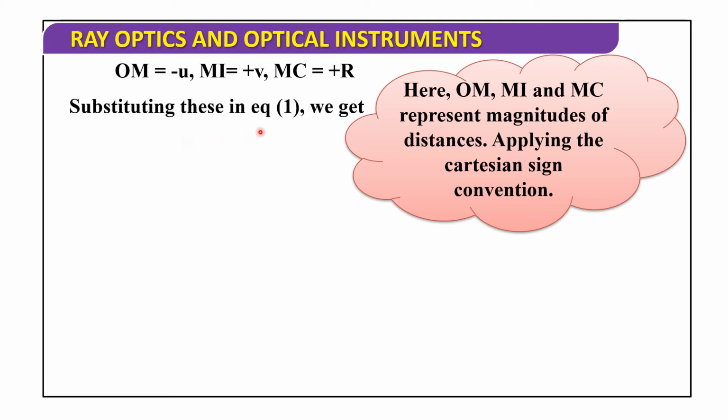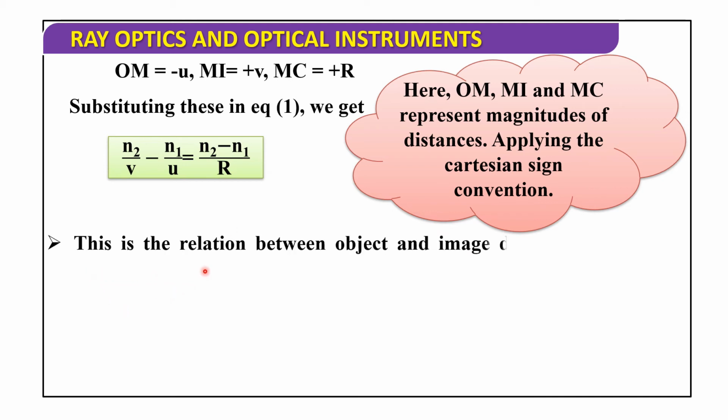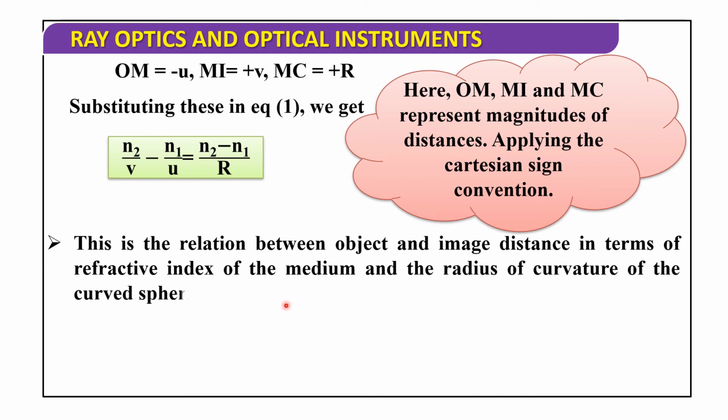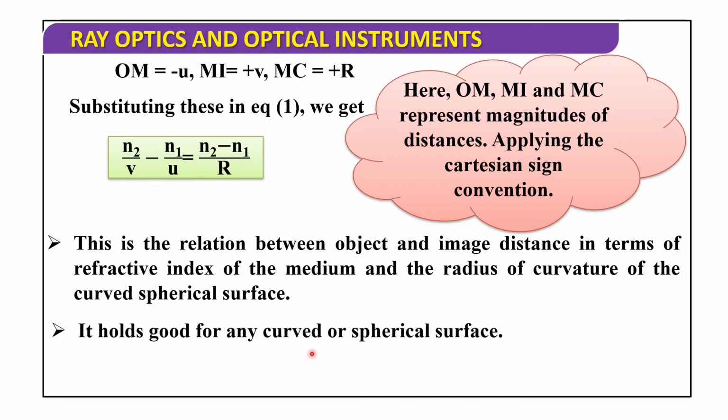Substituting these in equation 1, we get n2 by v minus n1 by u is equal to n2 minus n1 by R. So this is the relation between object and image distance in terms of the refractive index of the medium and the radius of curvature of the curved spherical surface. So it holds good for any curved or spherical surface.